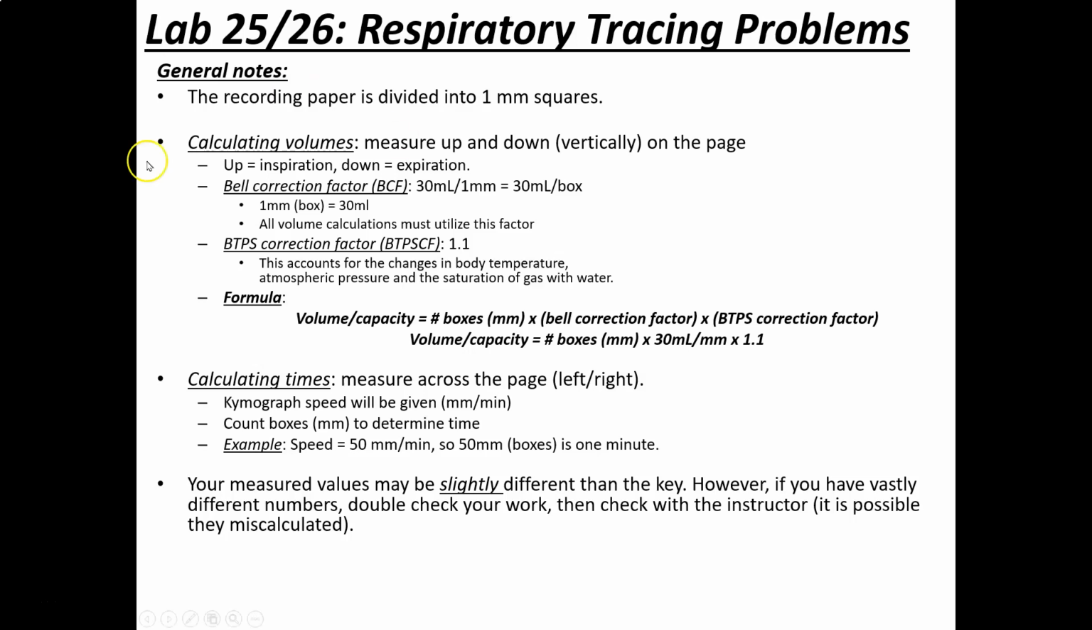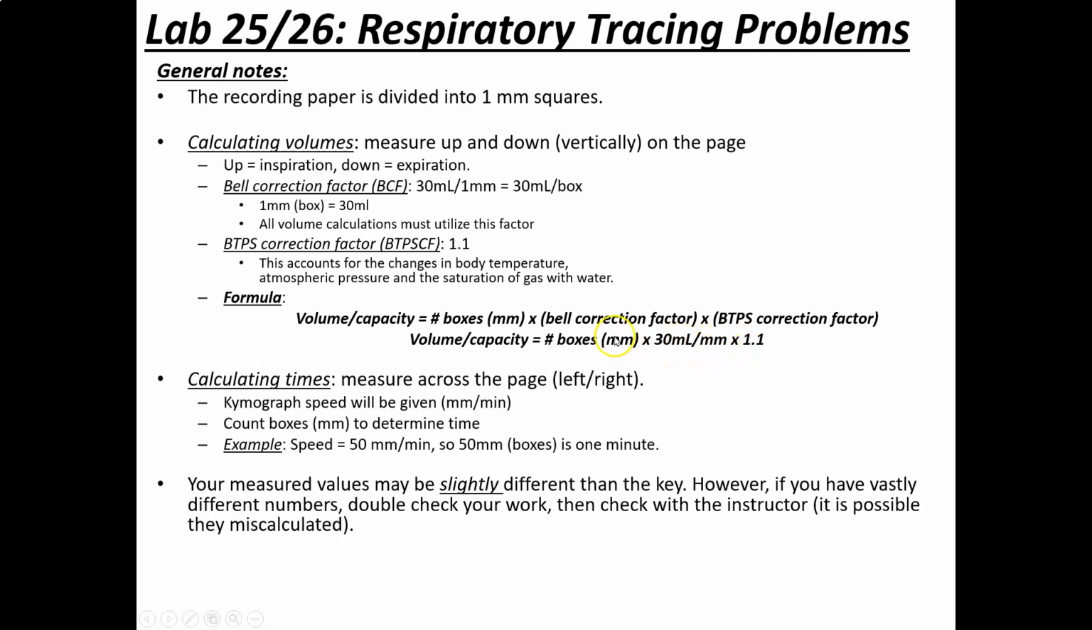So here's a general formula that you want to remember. Any volume or capacity is the number of boxes in millimeters times the Bell correction factor times the BTPS correction factor. Since we already know those values, we're going to have them constant. We can say any volume or capacity we want to measure is the number of boxes times 30, because that's the Bell correction factor, times 1.1.